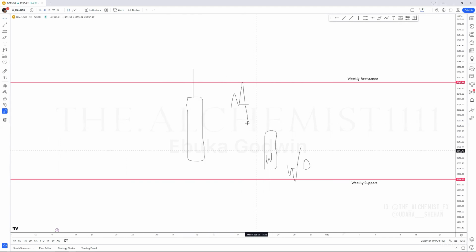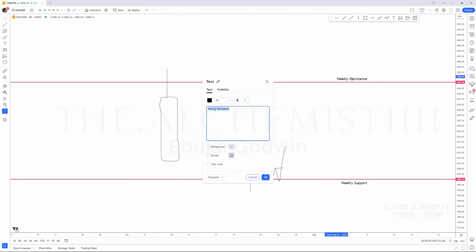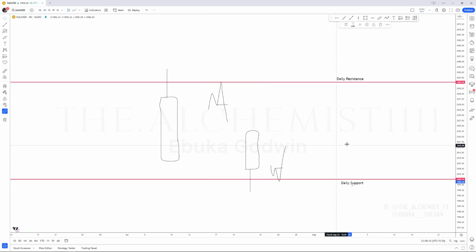And then same thing when it comes to the daily time frame. Now let me change this. Let's say this is the daily resistance, and let's say this right here is a daily support, like this. So how does a daily storyline start? Same way the weekly starts.